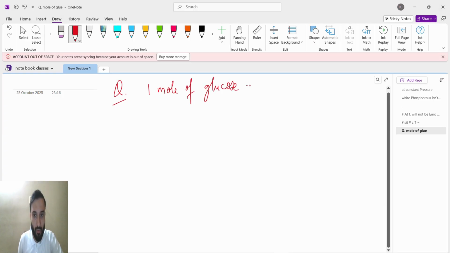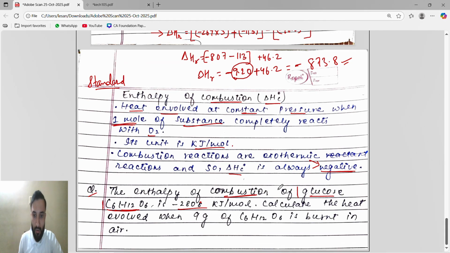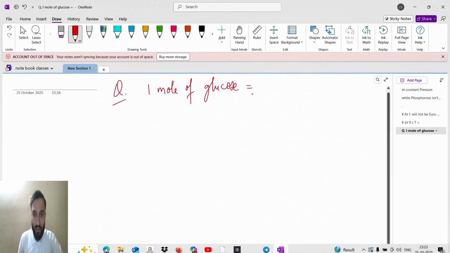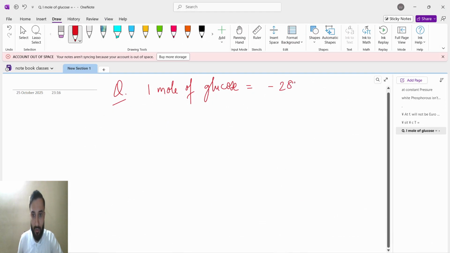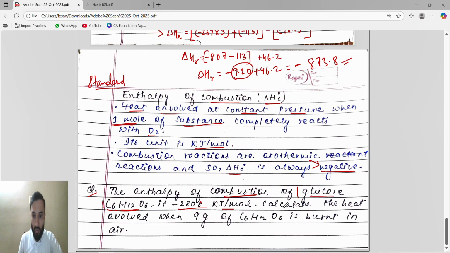1 mole of glucose. How much will it give? Enthalpy of combustion of glucose means 1 mole, right? 1 mole of glucose is minus 2808 kilojoule per mole. Calculate the heat evolved when 9 gram of glucose is burnt in air. So we have to find for 9 gram of glucose burnt in air.